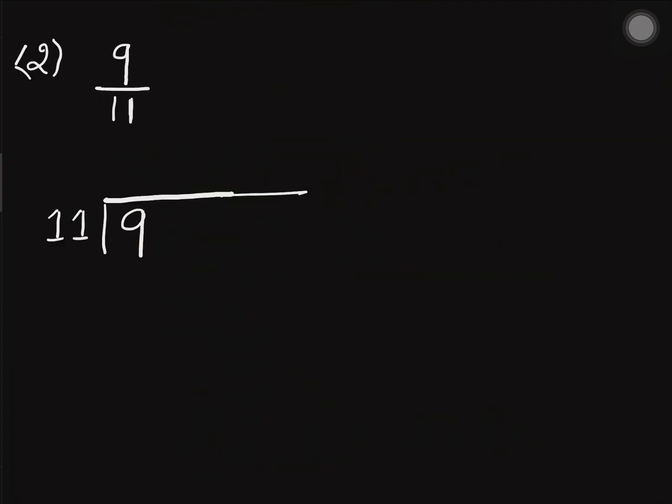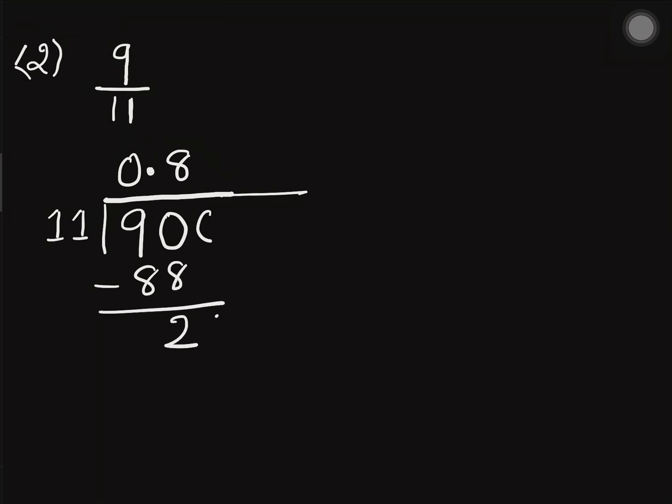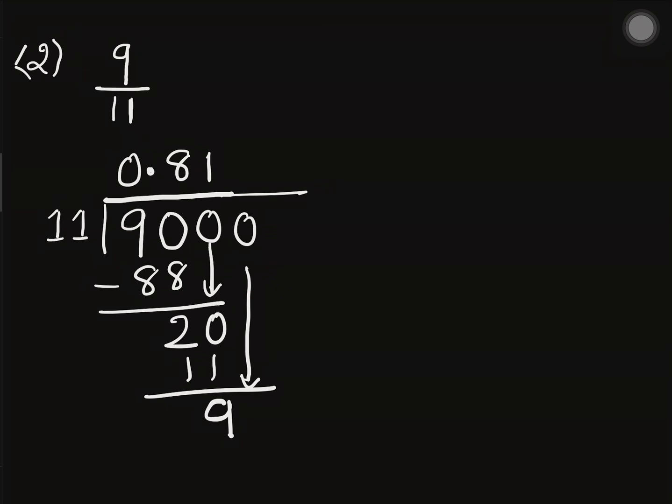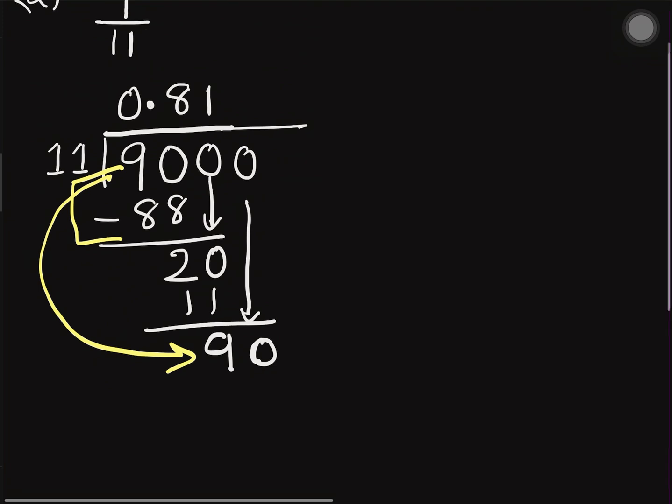Now consider the second one, 9 divided by 11. So 9 is less than 11, so we put 0 here, 0 point. Now 11 eights are 88. 90 minus 88 is 2. Then again put 0. 11 ones are 11. 20 minus 11 is 9. Again put 0. So 90. Now you can see 9, and again here is 90. So this will keep repeating.